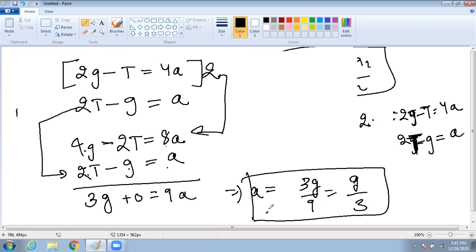Clear? Yes, sir. All of you clear? Siddhi, Pritam, Laksh, all of you clear? Yes, sir. Now you got g by 3, right? Put it in this equation. You can find what is the T. Clear? Okay, Swarup, clear? Yes, sir. Okay, so let us go to the next topic.